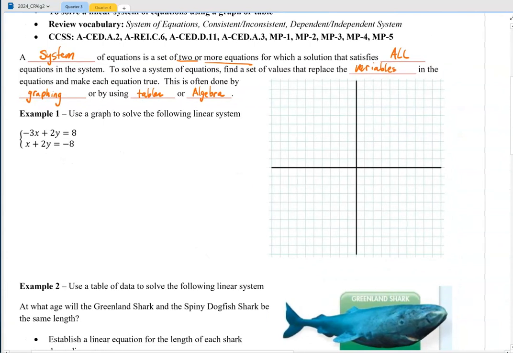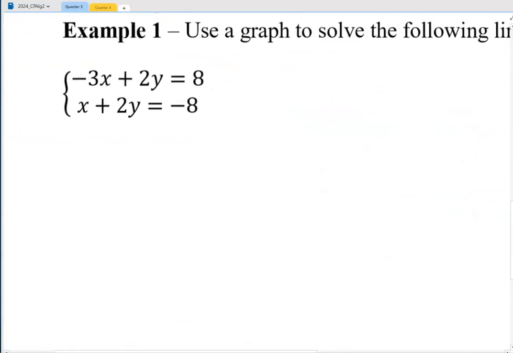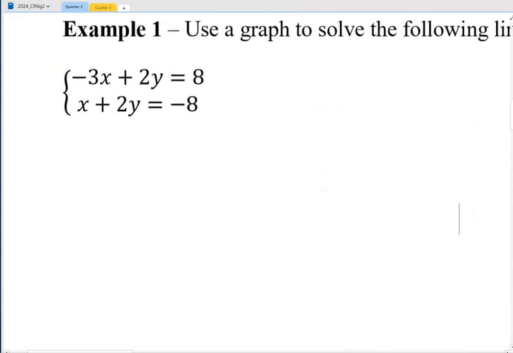So here's our first example. We're going to use a graph to solve this linear system of equations. Now, since we are graphing, let's remind ourselves that in order to graph, we most likely need our equation in slope-intercept form. So I'd like to rearrange both of these equations so that they're in this slope-intercept form.